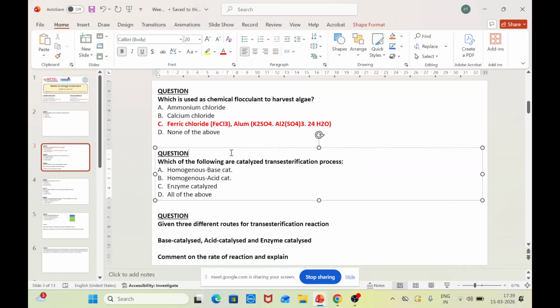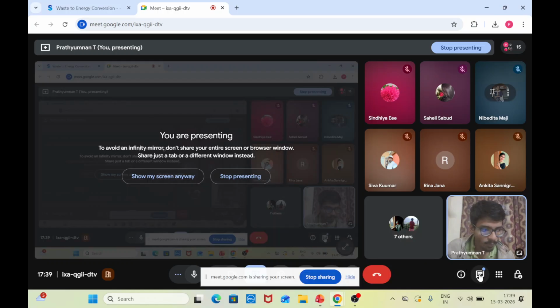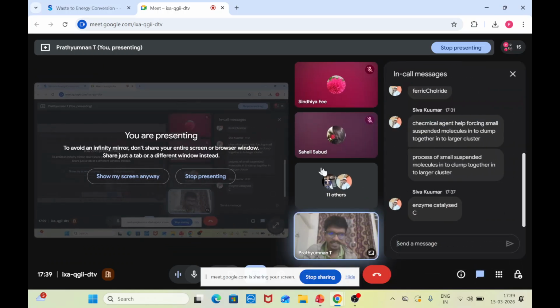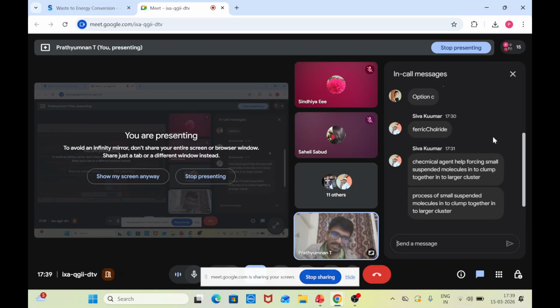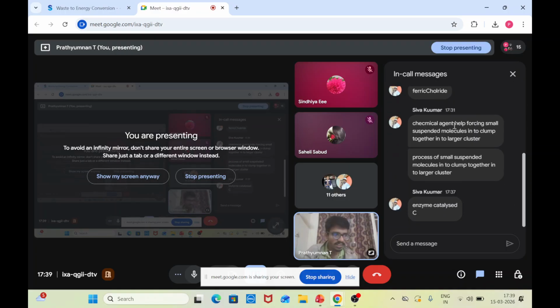Yes, which of the following is a catalyzed transesterification process? Homogeneous base, homogeneous acid, enzyme, all of the above. Enzyme catalyst. Yes. So, Mr. Sivakumar, yes, your answer is correct.